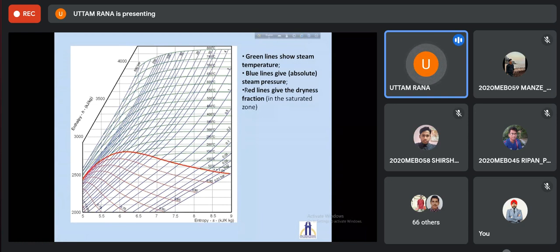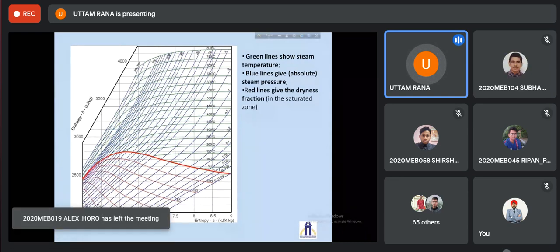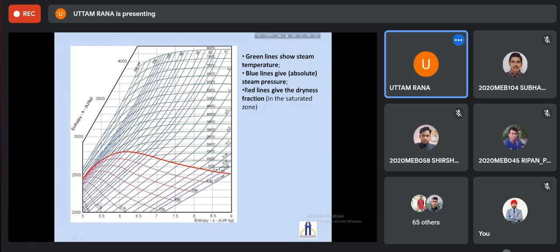So if you look into the actual molecular diagrams, you will see this kind of plot. Let us say we know the special use of this HS diagram. Suppose for the steam, H and entropy are known, or let us say pressure and temperature are known, which are basically more important properties. Suppose pressure and temperature are known.